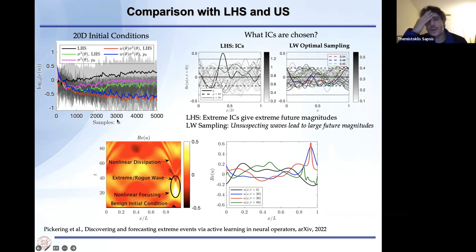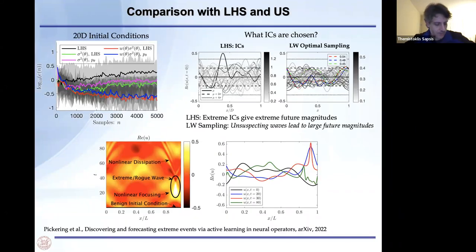What is the key thing? Well, by doing this likelihood weighted approach, we are able to essentially recover waves that initially are small and eventually get large. If you do Latin hypercube sampling, this is what I'm showing here on the left, you essentially discover big waves that will stay big or may become even bigger. But you don't really get into the core of the problem, which is finding the waves that are initially small and then get bigger, which is what the likelihood weighted approach is able to do.